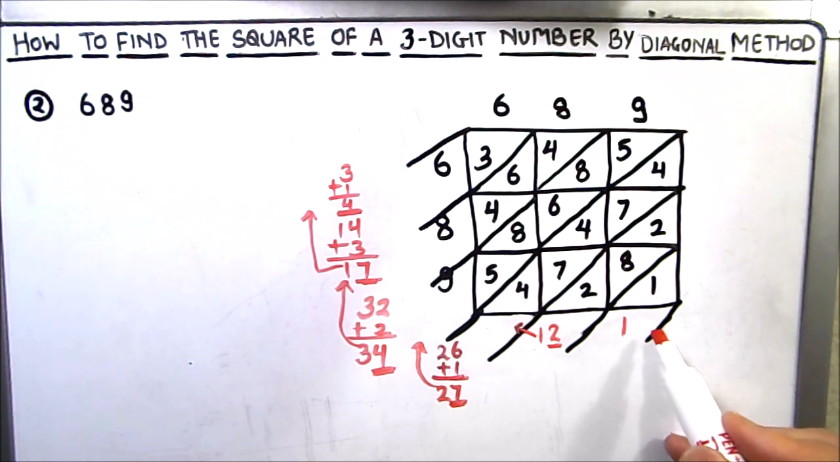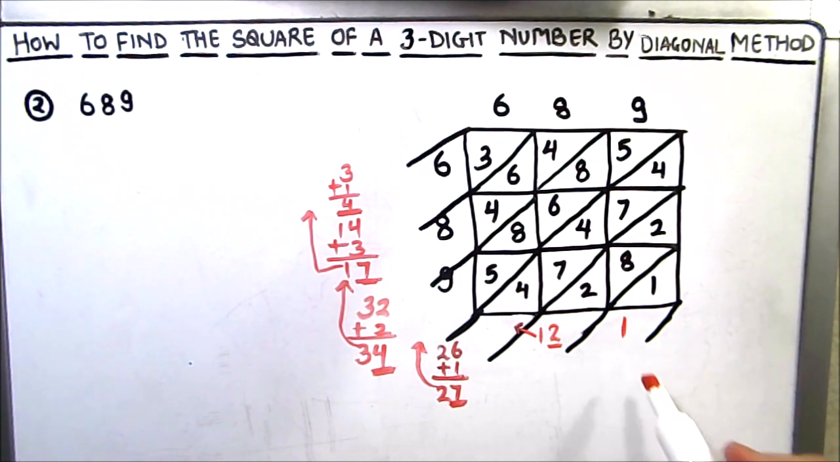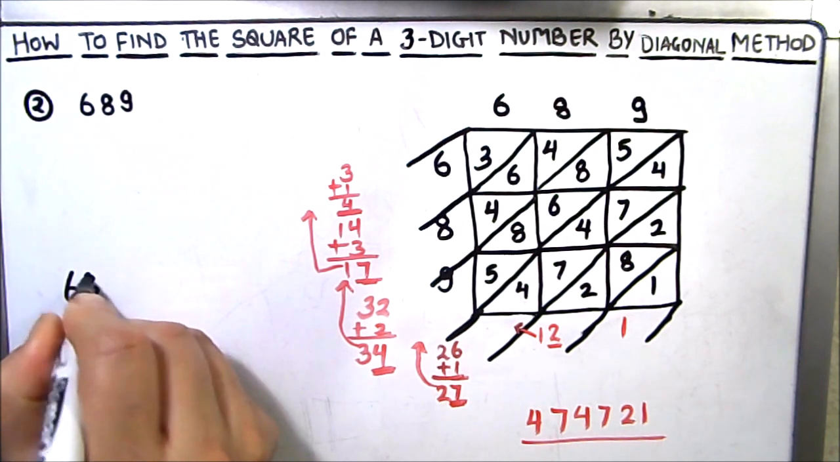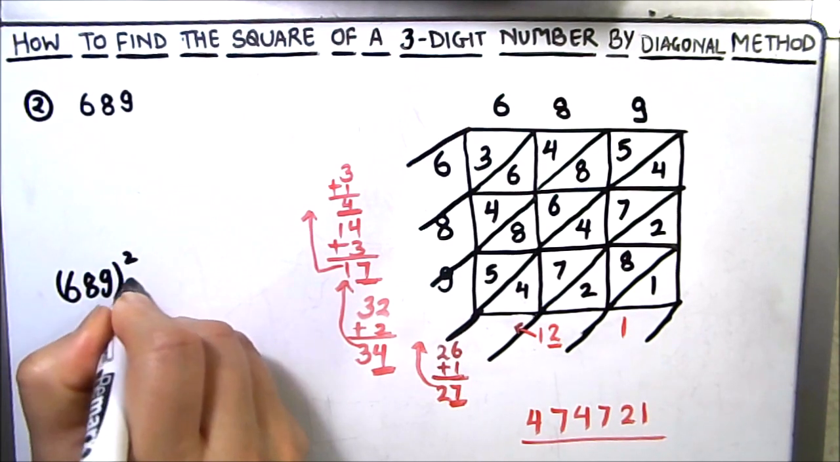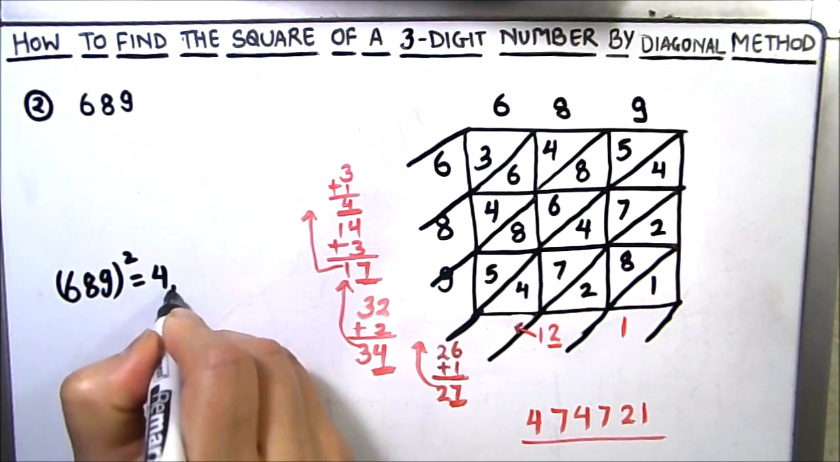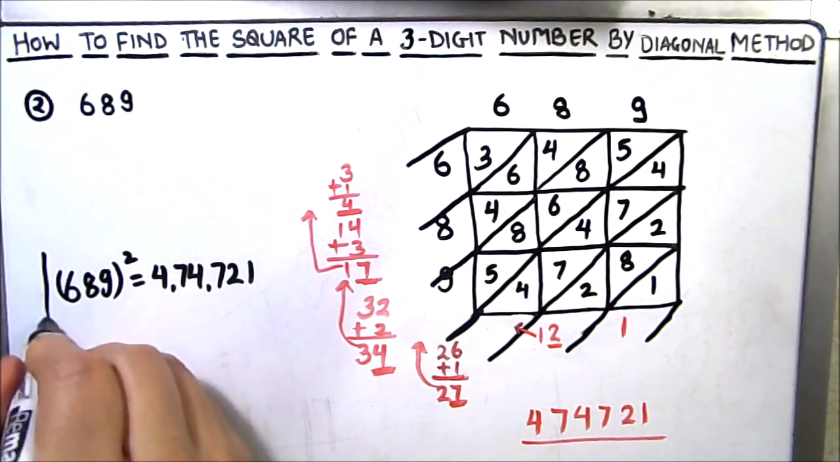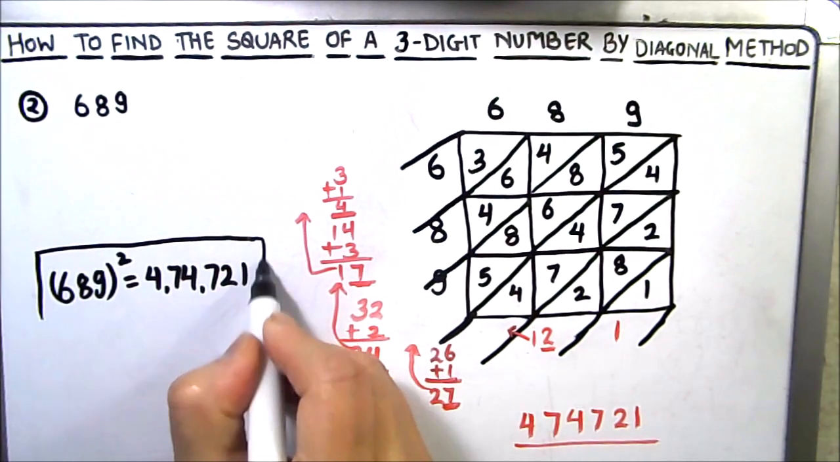Square number will be all the numbers which we have underlined. So we'll start writing the units digit from the lowest diagonal sum. So this is 1, 2, then 7, 4, 7 and 4. So our square number is 4,74,721. So the square of 689 is equal to 4,74,721. This is our final answer. So we'll box the answer.